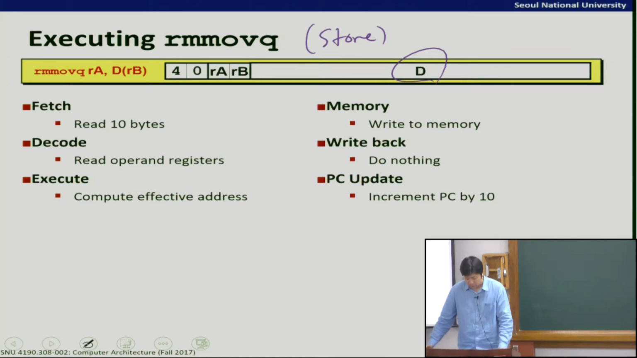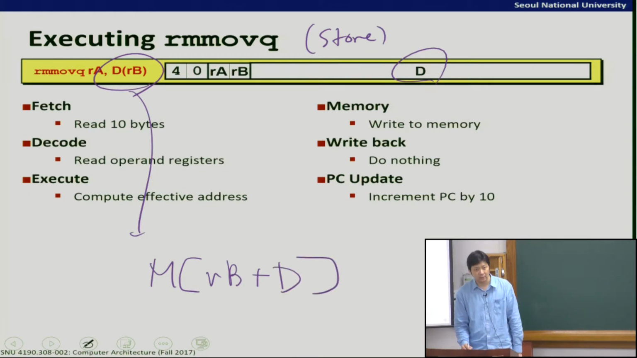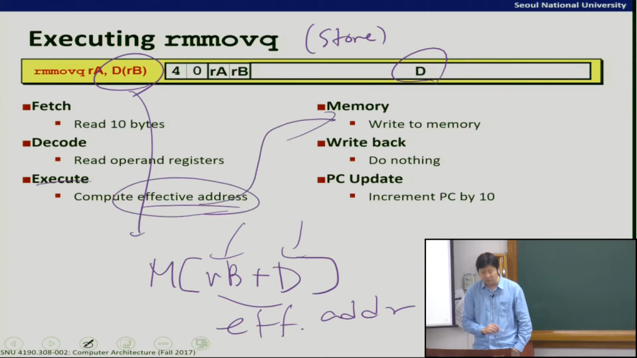In the execute stage we compute the effective address. Effective address means, if you use this addressing mode, the memory location we want to access is RB plus D, right? This is the effective address. In execute, because we have the ALU there, we use that ALU to compute the sum of the value of the RB register and the displacement. In this stage we compute the effective address, and that address will be used in the memory stage to store the register value to memory, and we do write to the memory.